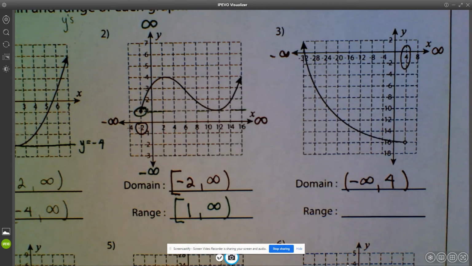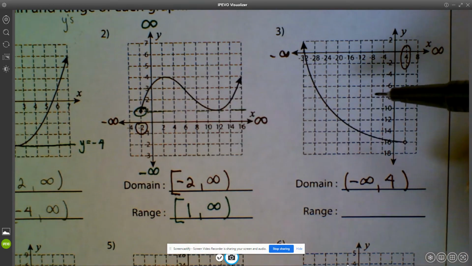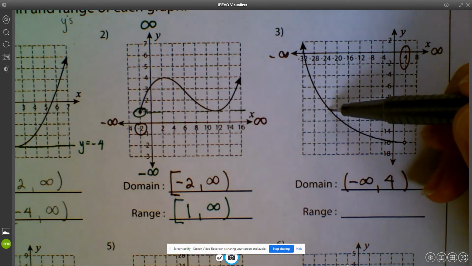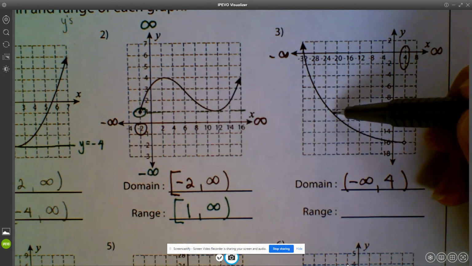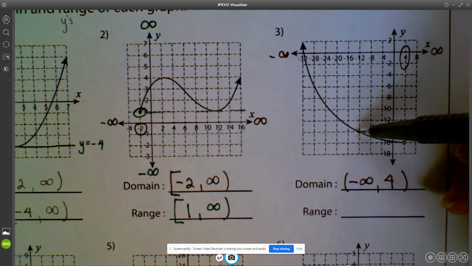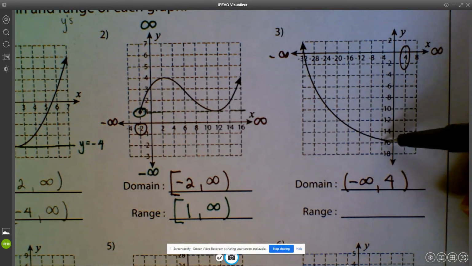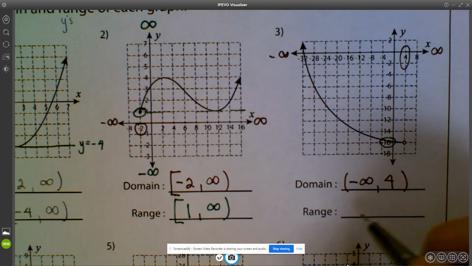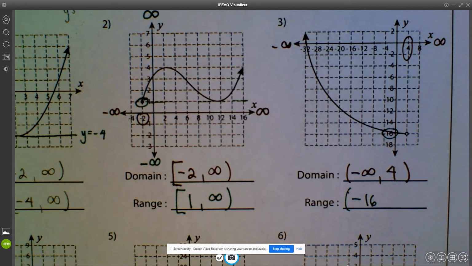Now let's talk about range. And so what I'm going to do is what I just did for that point. I'm going to trace this graph or hover over it. So look what happens, and I'm just going to count my y coordinates. So here my y coordinate is negative 10, negative 12, negative 14, negative 16, and then it stops. It stops right here at y equals negative 16. So we have negative 16, and since it's an open circle, we have a left parenthesis.